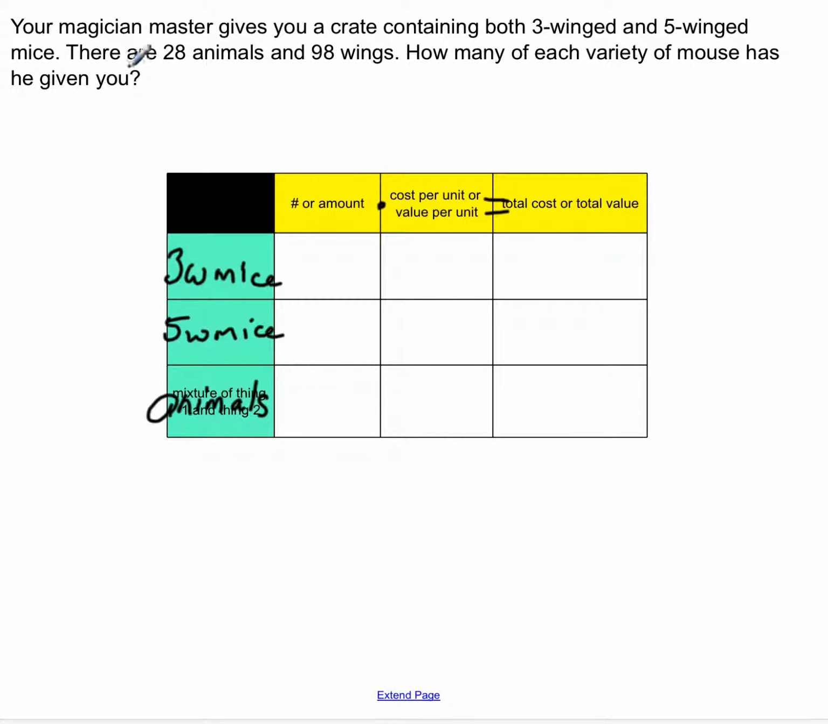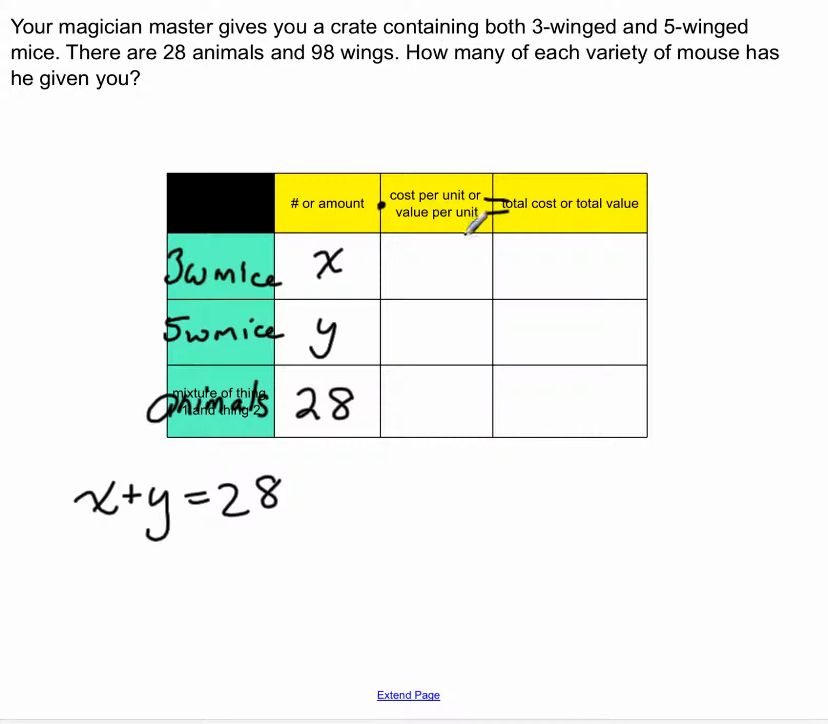Okay, so your magician master gives you a crate containing both 3-winged and 5-winged mice. There are 28 animals and 98 wings. Oh, I don't know what to do with that yet. But I don't know how many of this, and I don't know how many of this. So I know my first one is that I've got x amount of 3-winged mice, I've got y amount of 5-winged mice, and I have 28 animals total. I even know that that's my first equation.